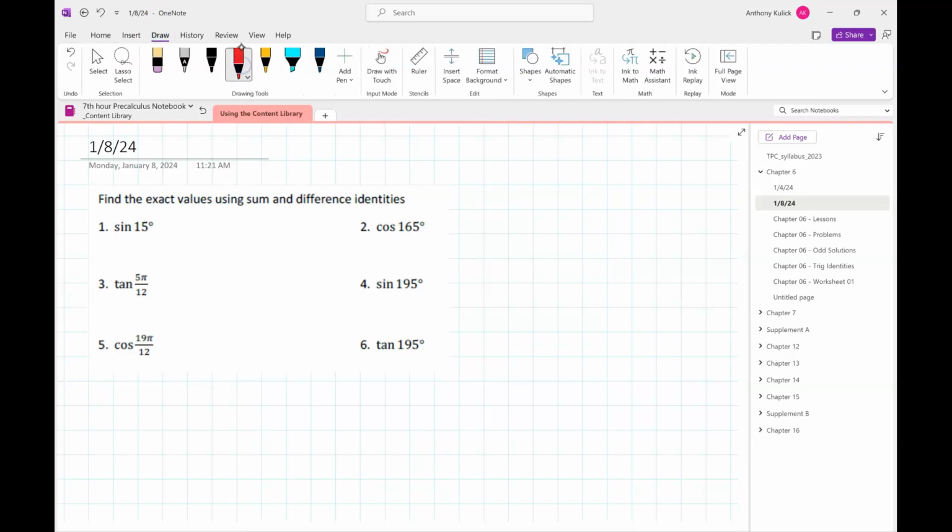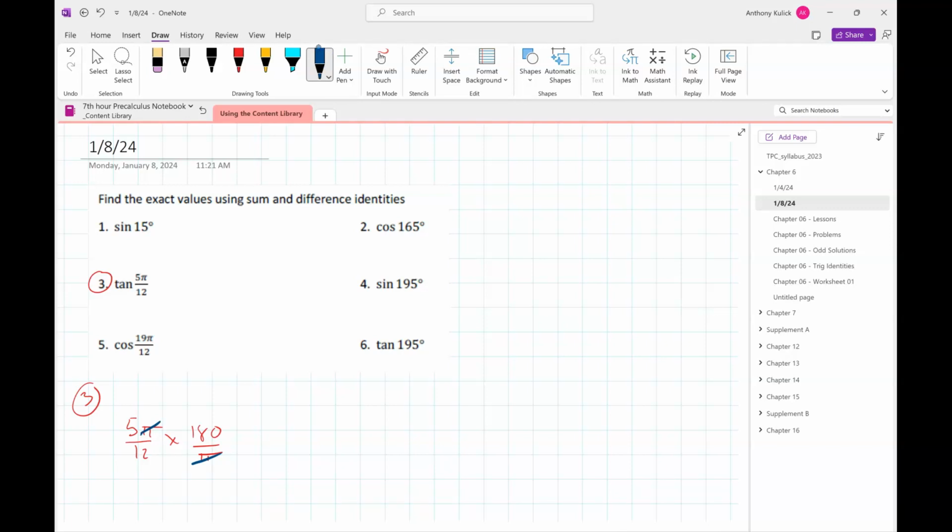All right, so if I'm looking at number 3, the directions say use or find the exact values using sum and difference identities. So I'm going to start by noticing that the angle is in radians. I'm going to change that to degrees right away. I don't have to do it that way, but oftentimes it makes our life a little bit easier. So I'm just going to multiply by pi over 180. So the pi's cancel on that.